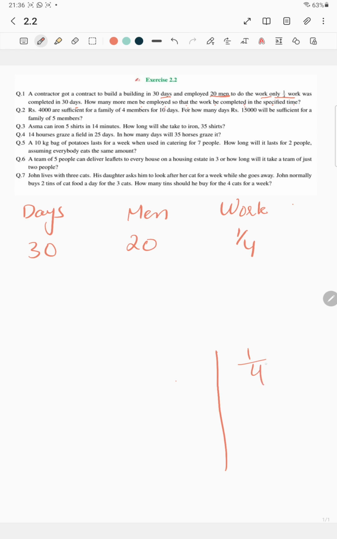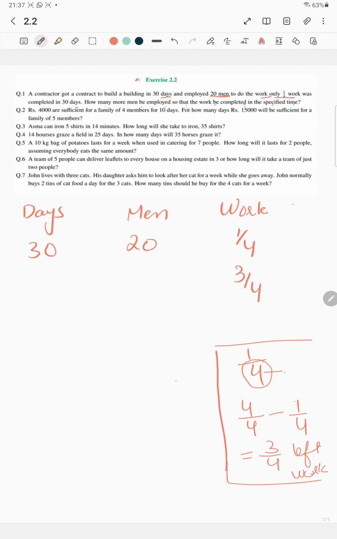Now, if 1/4 of the work was completed, how much work was left? What is the meaning of 1/4? The 4 means the total is 4. So 4/4 minus 1/4, because 1/4 was completed and the total was 4/4. So what was left was 3/4. 3/4 of the work was left.